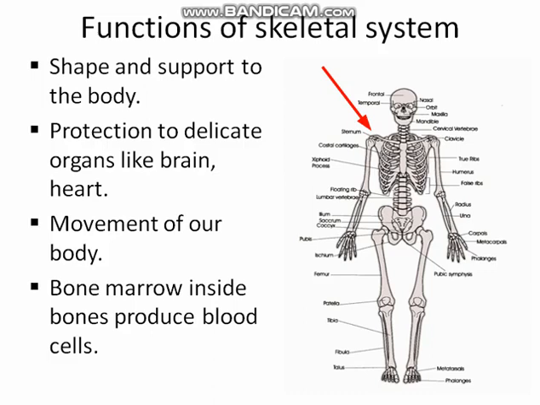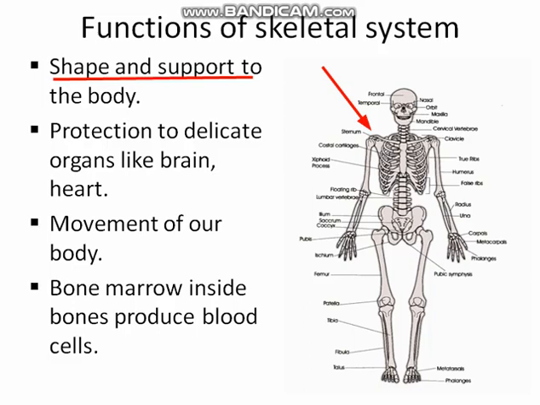Now let's talk about their function. What is the function of this particular skeletal system? First of all, they give shape and support to the body. You can see our body shape is almost like this. These bones provide a place for the attachment of muscles. Muscles are attached on these particular bones. So that's what we mean by it gives shape and support to our body.